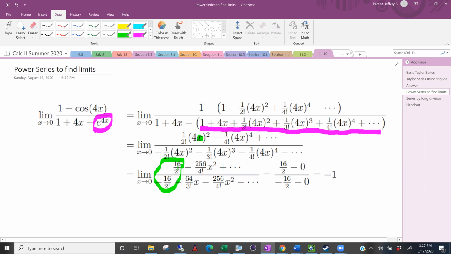Now, the cool thing is that you're taking the limit as x approaches 0. So all these other terms here are going to disappear. All these terms here have an x squared. They're going to disappear. These have an x or x squared or more. They're going to disappear. And so finally, you're just left with a simple little ratio, and that ratio turns into -1.